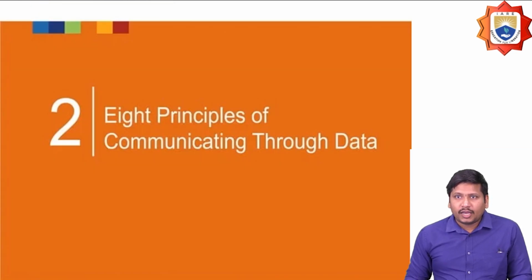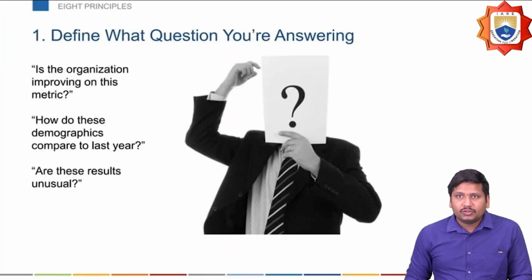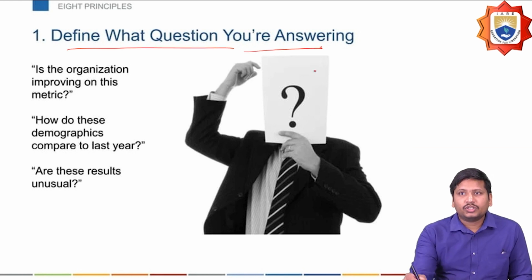Then what principles should we follow for communicating through data? The very first thing is to define what question you are answering. Is the organization improving on this metric, how does this demographic compare to last year, and are these results unusual or not? We have to find it out. So this is the first principle we follow: define what question you are answering.